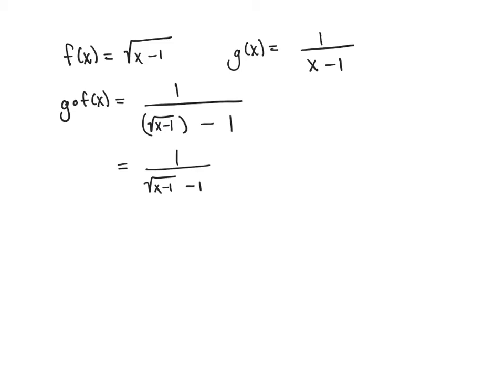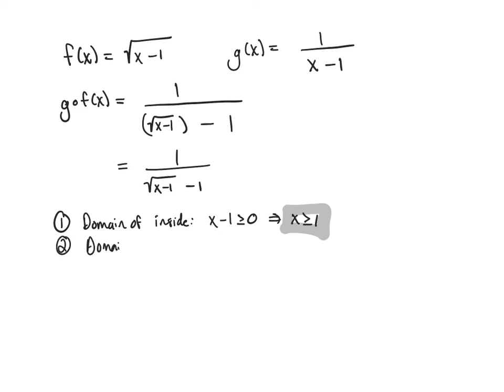So now I need to go back and I need to think about what's the domain of this f of x function, so the inside. So the domain of the inside function is going to be found by taking the radicand and setting it greater than or equal to 0, which means x is greater than or equal to 1. So I'm going to box that out. And now at this point we need to look at our composite function and figure out what its domain is. So domain of our simplified composite function.